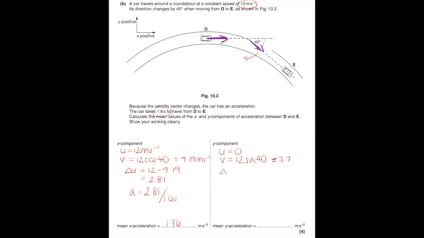Okay, dodgy equal sign. So that means that our change in velocity is 7.7 meters per second, and that change in velocity of 7.7 still takes place in 1.6 seconds, giving us a value of 4.8. So 4.8 meters per second squared.